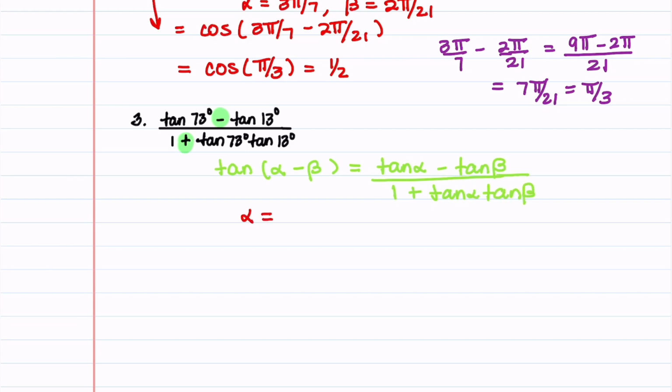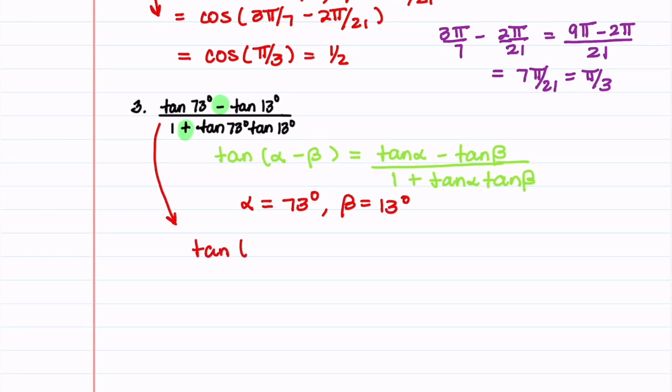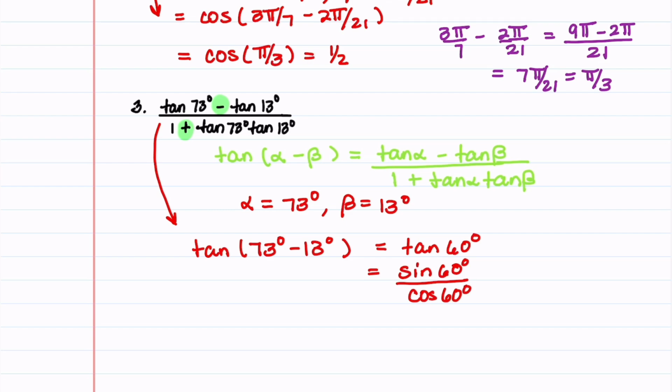Let's make a note that alpha is 73 degrees and beta is 13 degrees. Our expression then becomes tangent of alpha minus beta. So this is 73 degrees minus 13 degrees. This is equal to tangent of 60 degrees. So we can think of this as sine of 60 degrees divided by cosine 60 degrees. Sine of 60 degrees is 1/2. Cosine 60 degrees is root 3 over 2, which gives us an answer of 1 divided by root 3.